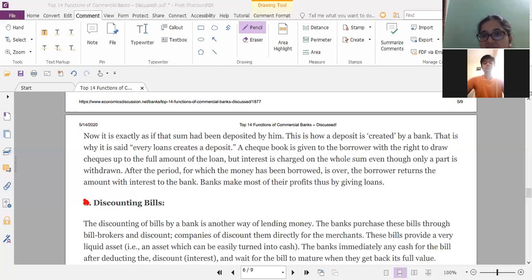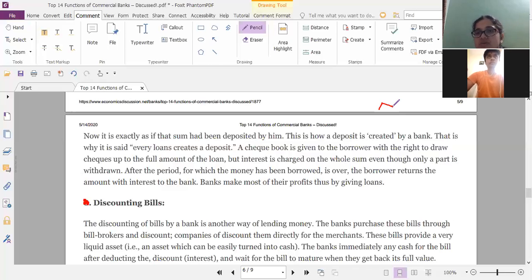SBI, IDBI, Bank of Baroda, all these banks which you see around you are called commercial banks, right? Under commercial banks you also have two types of banks: some are public sector banks and some are private banks, right? Anyway, you don't have to worry about that. All you need to know now is the functions.